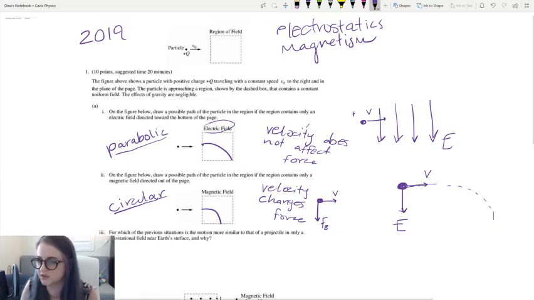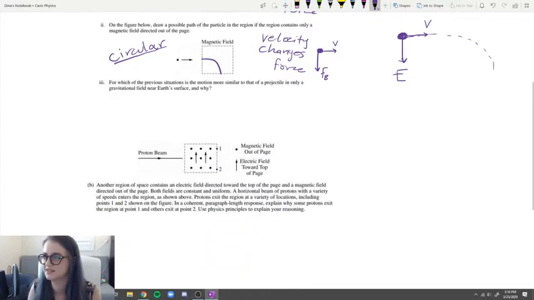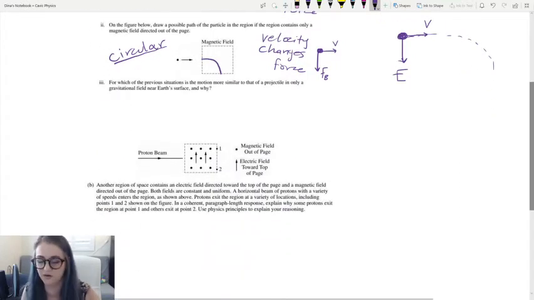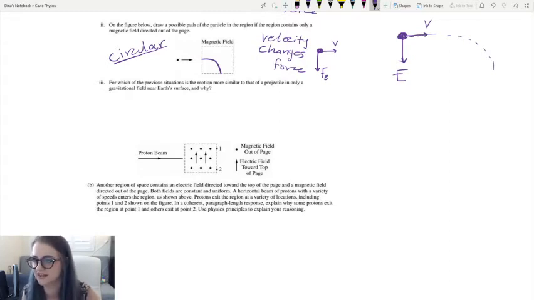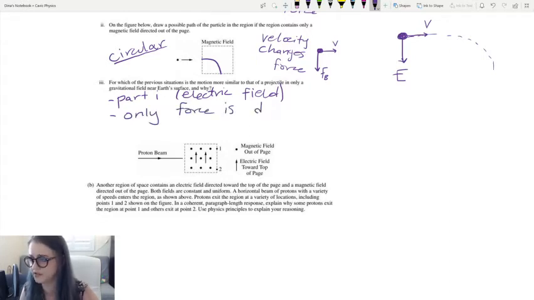So we kind of already answered part 3 here. Part 3 says, which situation is more similar to that for a projectile only under the influence of gravity? And that's going to be scenario 1, part I, our electric field. And we can say that that's because the only force is downwards, and that our force does not change direction.